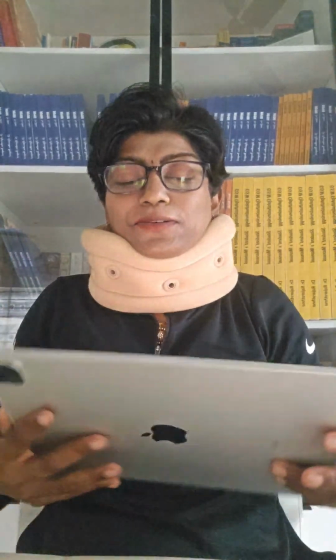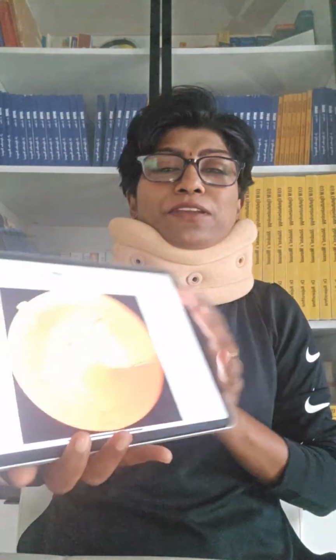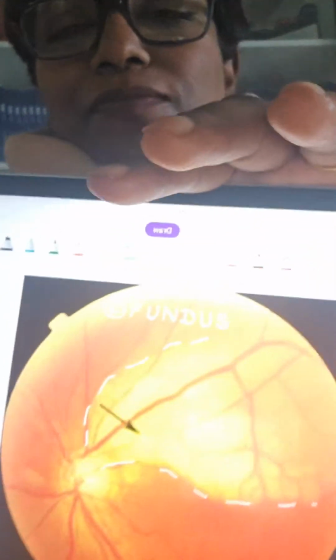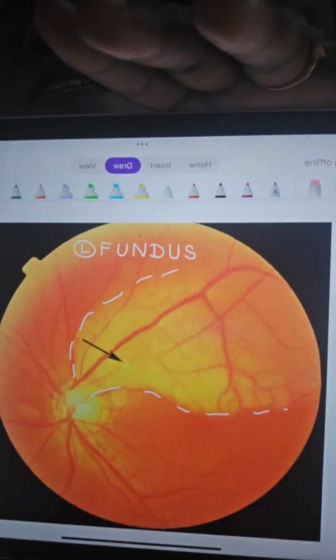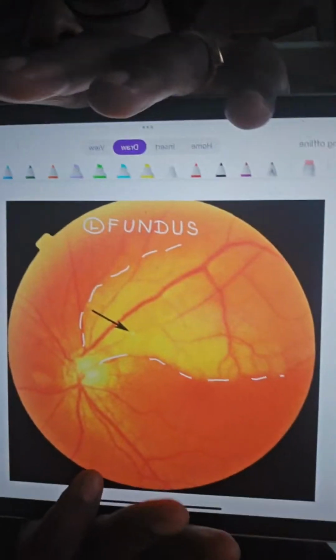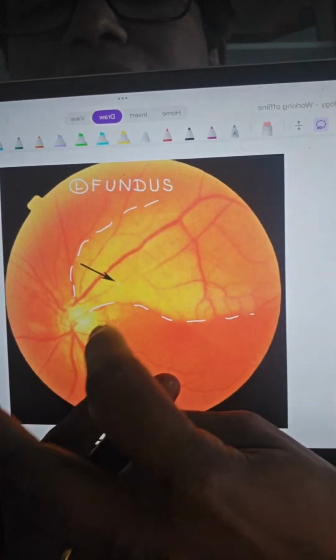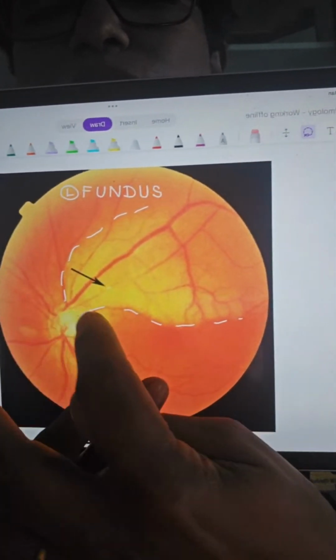All right, so let's take a look. Are you ready for the fundus? So we peep into the fundus and this is what we get to see. Yeah, so we see his left fundus. Now I know this is the left fundus because my optic disc is nasal, so that means this is the nose.